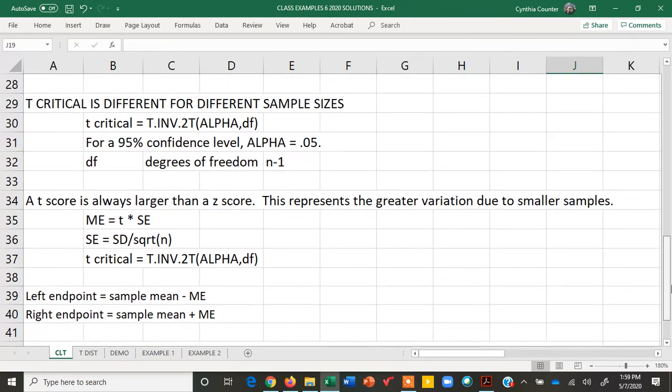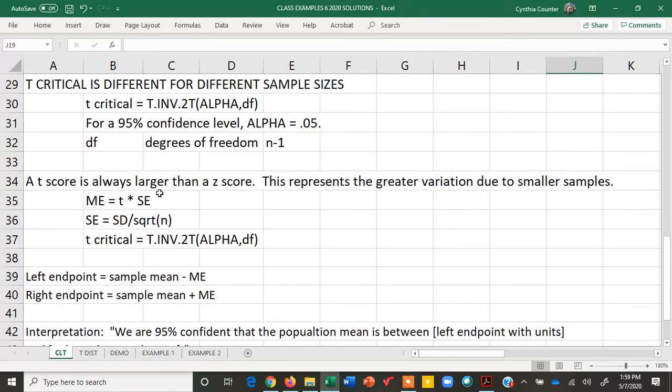As I said before, a t-score is always larger than a z-score, because we have greater variation in smaller samples. When we want to actually construct our confidence interval, we're going to have to find the endpoints by adding and subtracting a margin of error to the sample mean. And I have another video that talks about this in more detail.